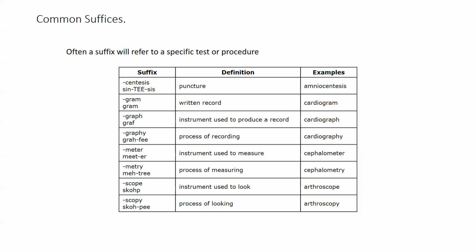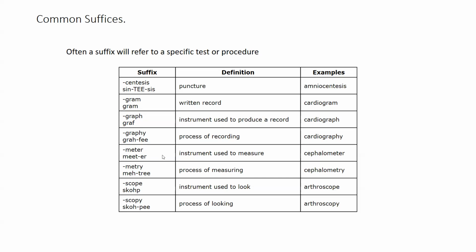It can be used to refer to a picture, like an X-ray. It can be used to refer to an ultrasound. So it's not always actually written with a hand, but it's some physical representation of what's going on in the body. The graph is the instrument used to make the written record, like a cardiograph or an electrocardiograph, records an electrocardiogram. Graphy is the actual process of doing the recording.